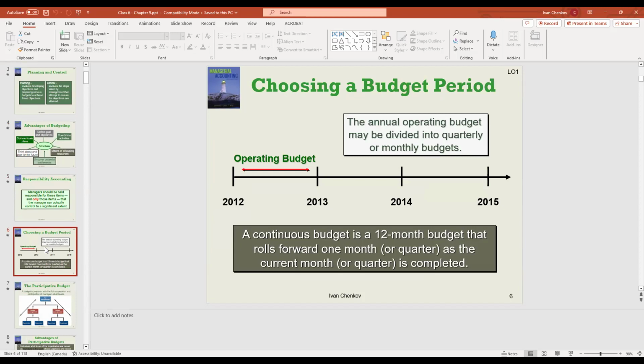What will be the timeline of the budget? There are two types of budgets. One is the operating budget, the other one is the capital budget. You already know from the financial reporting what's the capital asset and what's the operating asset. In other words, operating asset is your current asset. Capital asset is your long-term asset.